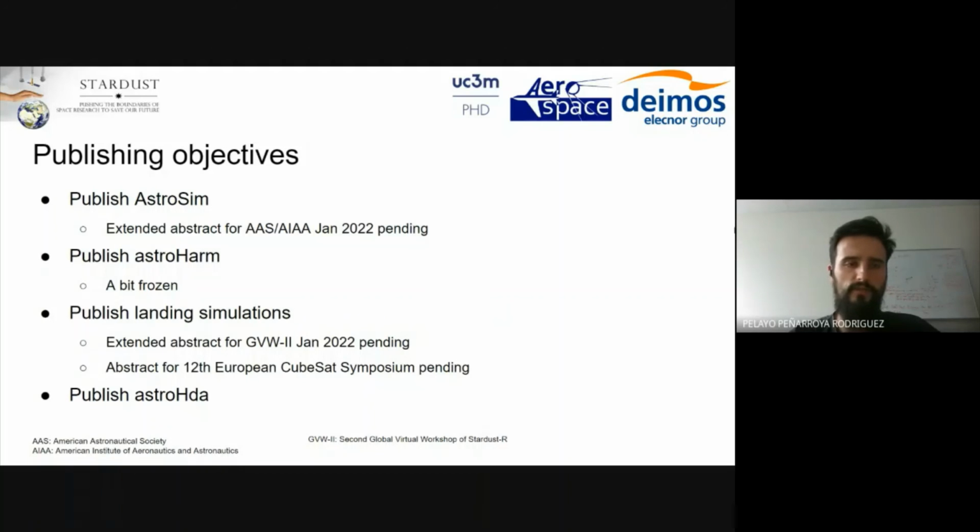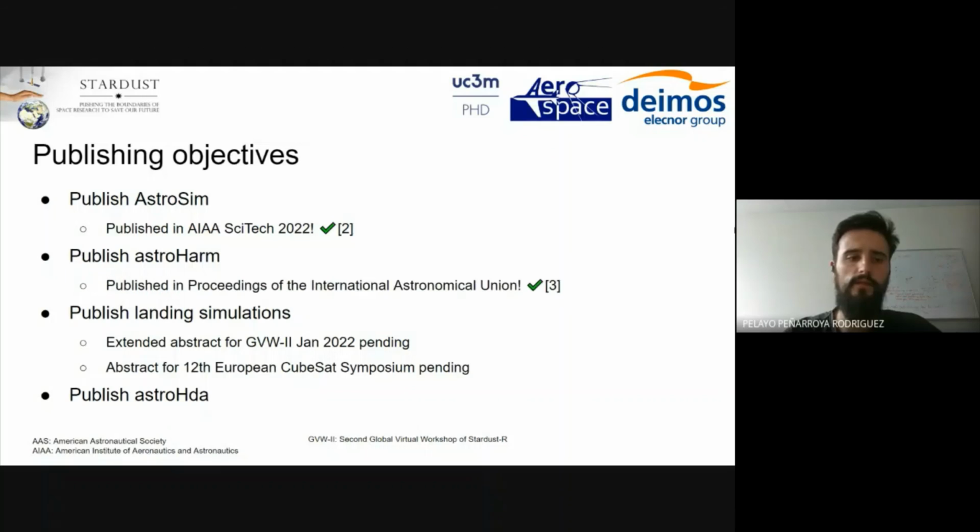Talking about publishing, last year we had these 4 objectives. Publishing Astrosyn was the first of them, and we managed to do that at SciTech 2022. We also wanted to publish Astrohan, which was a collaborative work with University of Iași, Romania, and we also managed to publish that in Proceedings for International Astronomical Union.